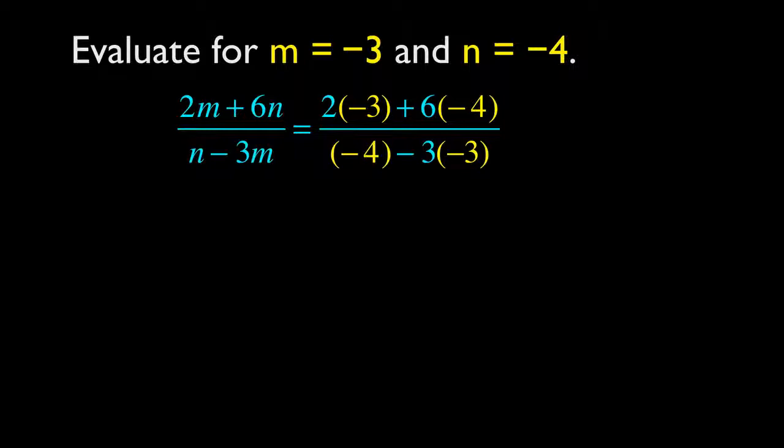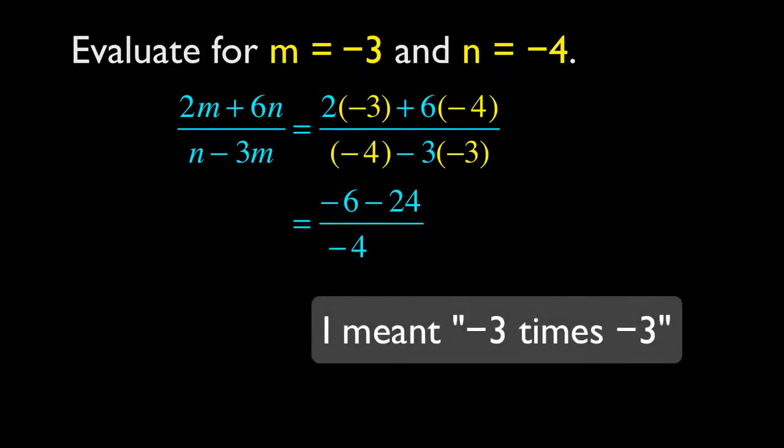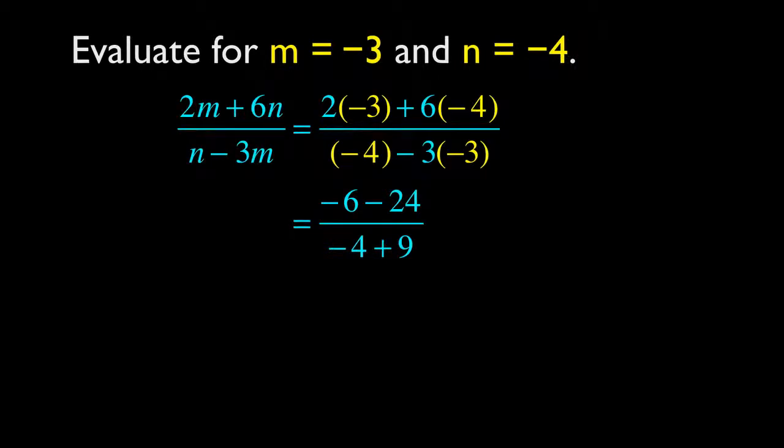Okay, so we've got a number of things that we have to deal with here. Starting with the numerator and the denominator, working with those separately because they have to be worked out, I work out the top to be 2 times negative 3, which will be negative 6, plus 6 times negative 4, which will be negative 24. On the bottom, my negative 4 stays as it is, and my negative 3 times my negative 3 becomes positive 9. So I have negative 6 subtract 24 over negative 4 plus 9. I need to work out the numerator and denominator still. Negative 6 subtract 24 is negative 30, and the negative 4 plus 9 is positive 5.